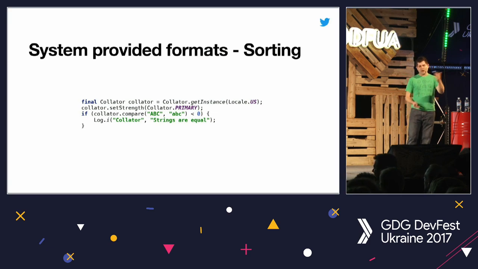So now, when you go to my drop-down list and we have the localized list of countries, I go ahead and use this collator to sort things, and now everything's sorted based on the correct locale.